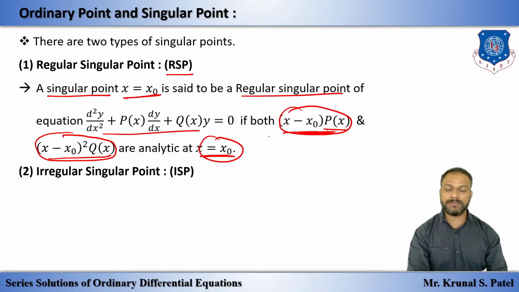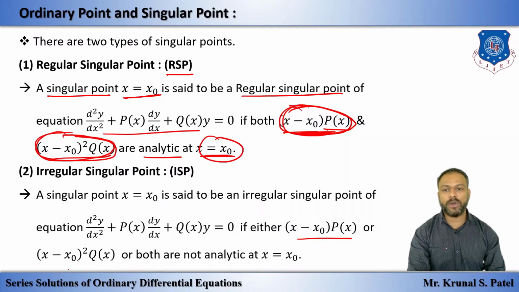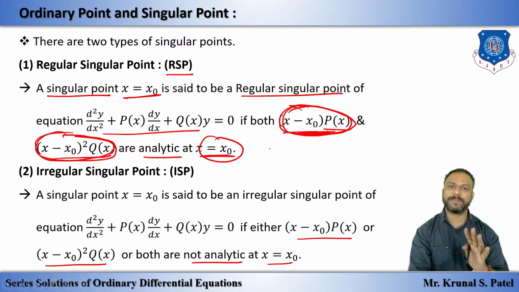It is the same definition. You just have to remember that if x minus x0 into p of x and x minus x0 whole square into q of x both are analytic, then RSP. And if either x minus x0 into p of x or x minus x0 whole square into q of x, or both, are not analytic, that means infinite, then that point is called ISP. So we have these definitions: ordinary point and singular point. Singular point has two types: regular singular point and irregular singular point.